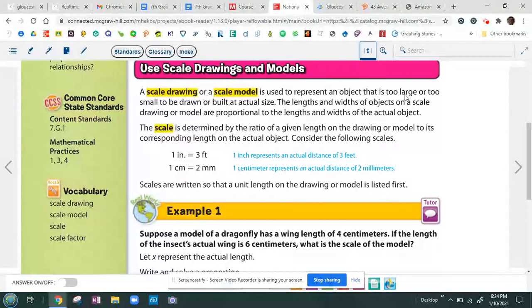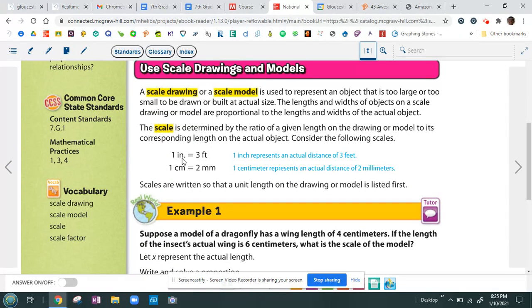They're used to represent an object that's too large or too small to be drawn or built at actual size. Also, the lengths and widths of objects on a scale drawing or model are proportional to the lengths and widths of the actual object. The scale is determined by the ratio of a given length on the drawing or model to its corresponding length in the actual object. This is really important. The way we say the ratio tells us what to put first when we write it out with numbers. It's a ratio of the drawing or model to the actual object.